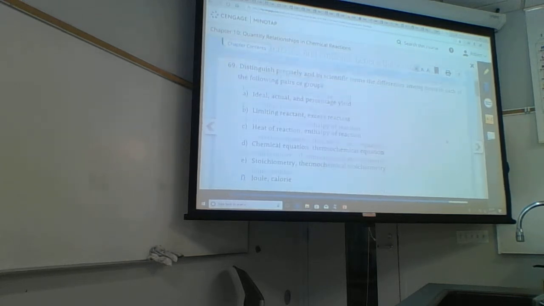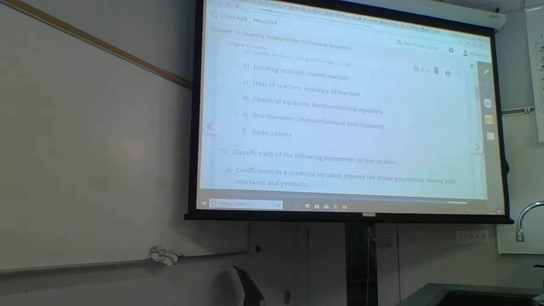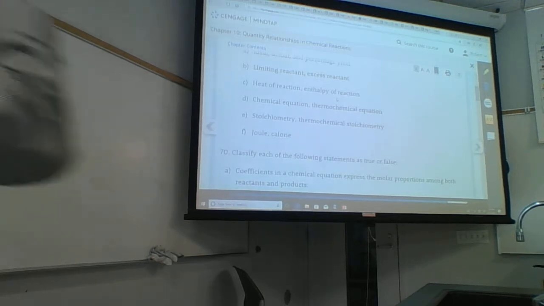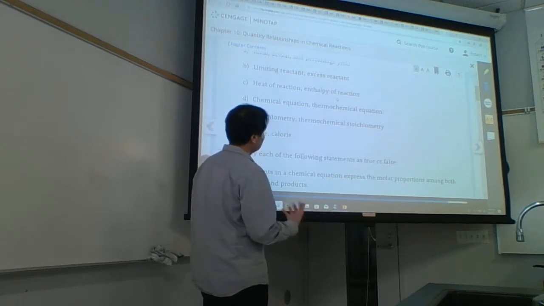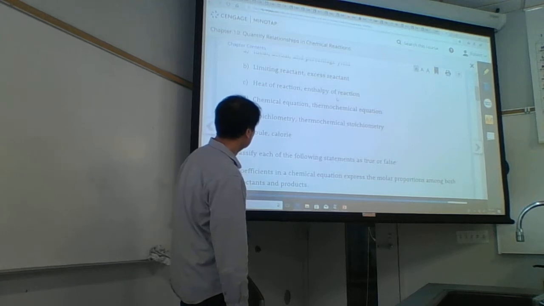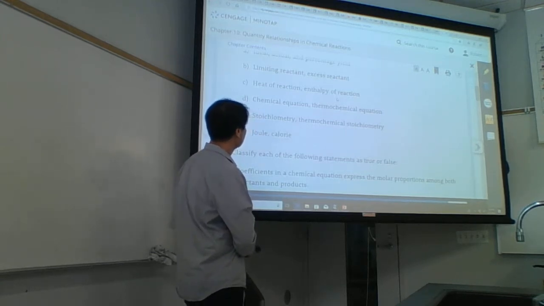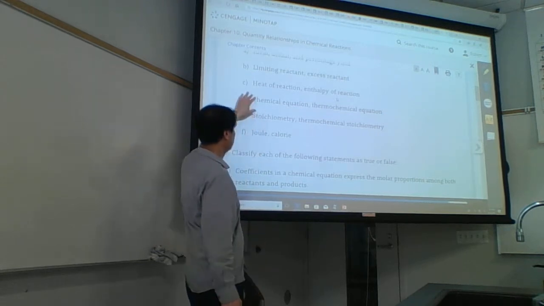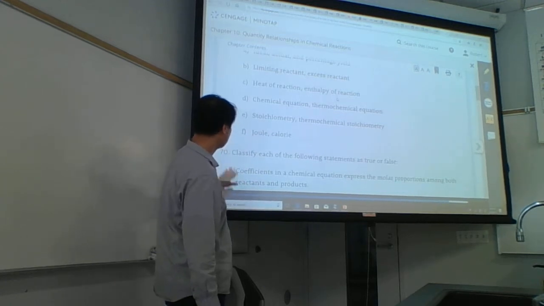Okay, 69 are some definitions. Just look those up: ideal, actual, percentage yield, limiting reactant, excess reactant, heat of reaction, enthalpy of reaction. Heat of reaction and enthalpy of reaction are the same thing. It's just the energy involved in a reaction. It's not that the reactants are hot. What happens is there's a transfer of potential energy to kinetic energy, which can make it hot. Joules, calories, stoichiometry, thermochemical stoichiometry.